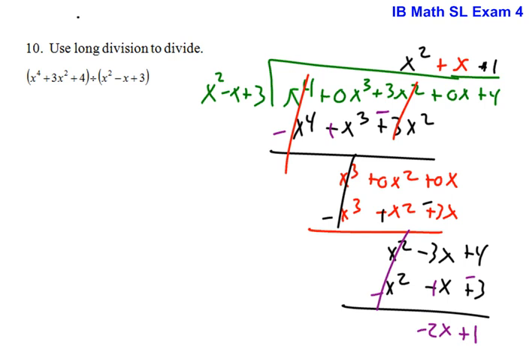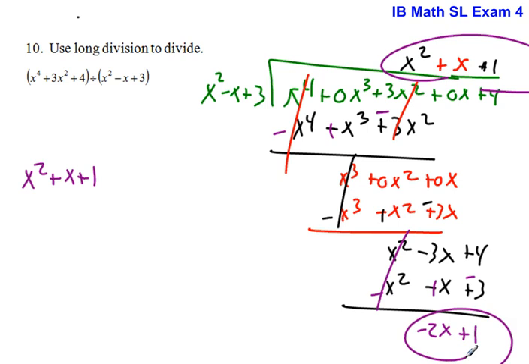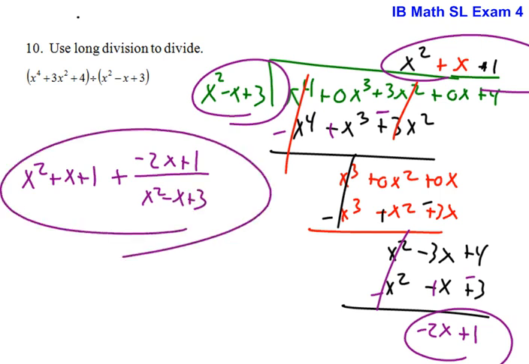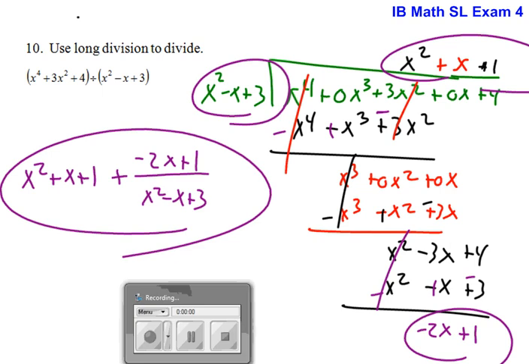So here's our quotient: x squared plus x plus 1. And now we have our remainder. So plus negative 2x plus 1 all over our divisor, x squared minus x plus 3. So this would be our final answer. And that concludes all of our test corrections.